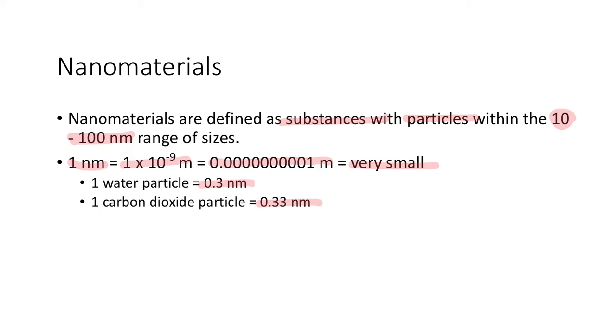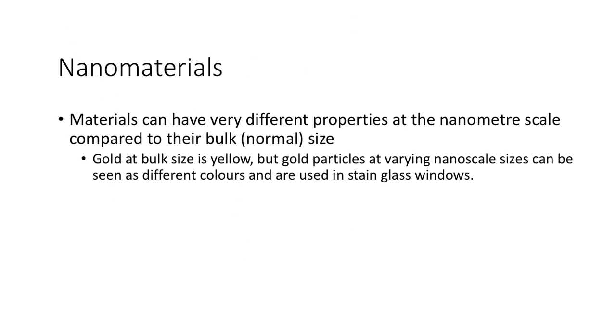Why are nanomaterials so special? Because they have different properties at the nanometer scale compared to their bulk size, which is their normal size. And because we haven't turned everything into nanoscale yet, it's cool to find out what kinds of properties things have at their very, very small size scale. So gold at bulk size is yellow, but gold particles at various nano sizes can be seen as different colors and used in stained glass windows. Some of the colors in stained glass windows are made from powdering gold to the point where they are nano size, and therefore they change their properties and can make stuff look fancy.